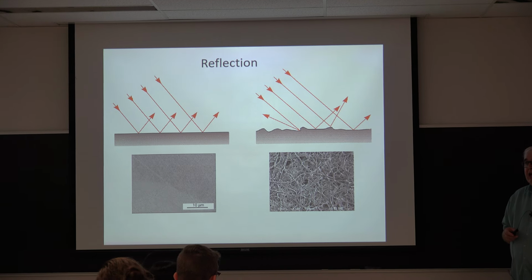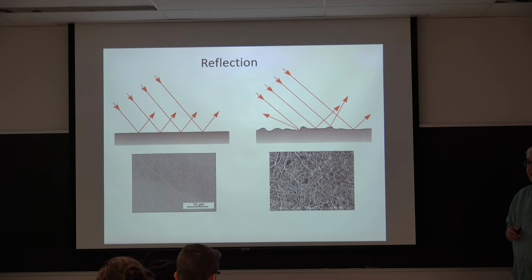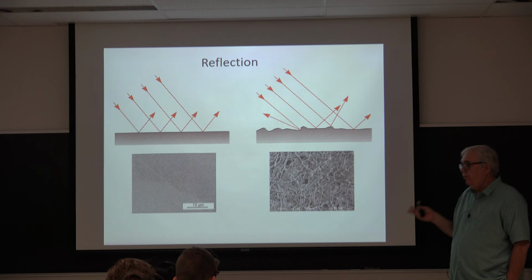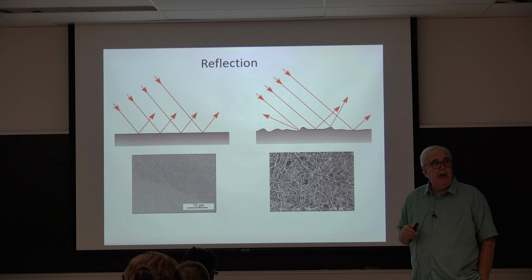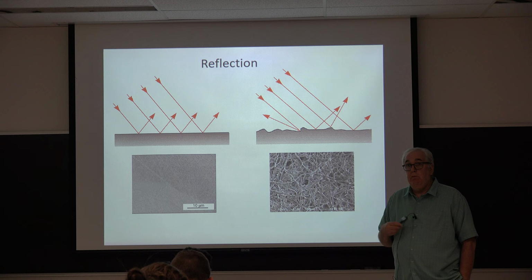Next time we'll move on to other cues. So in this section of the course, we are looking at motion as a source of information. We'll do that next Tuesday, and then the two classes after that, we will focus on perception of 3D shape from binocular vision.